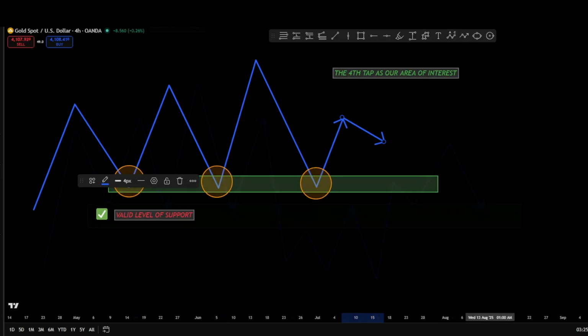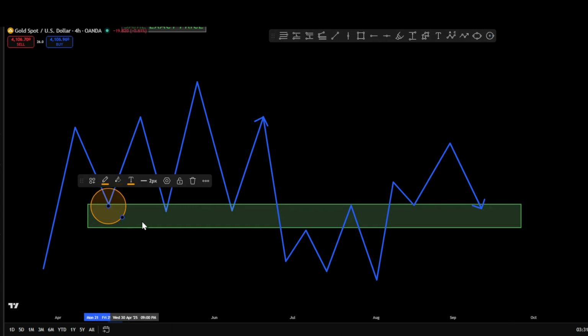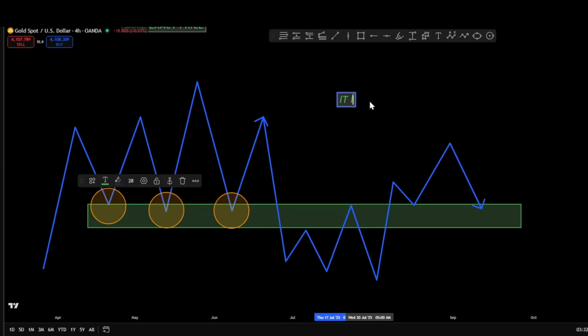So for this example, we have 1, 2, 3, 4, 5, 6 rejections from this level of support, also known as area of interest. And the simplicity of it is that the more taps, the better. The more rejections and reactions you have from the zone, the better. It means that it is more respected. If you can go up to 20, 30 rejections, the better. That means that you're having a very strong and valid level of support.